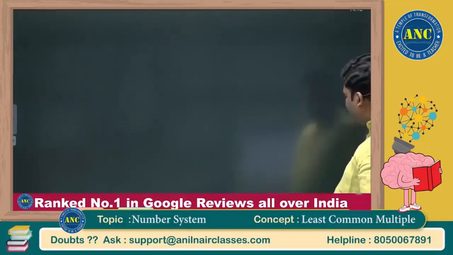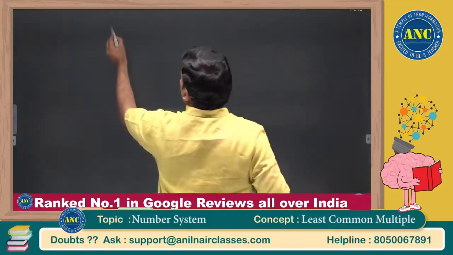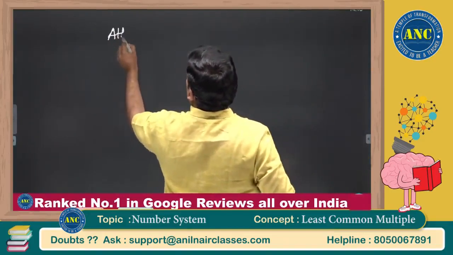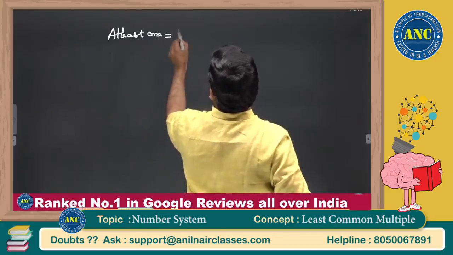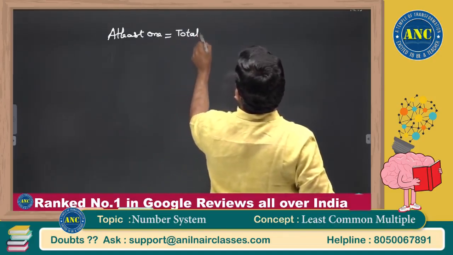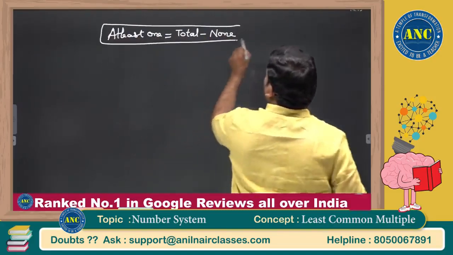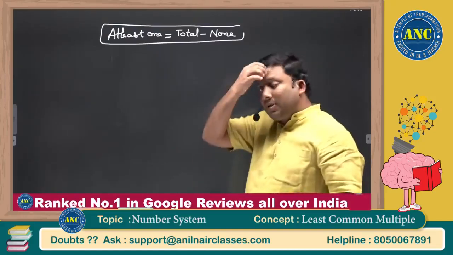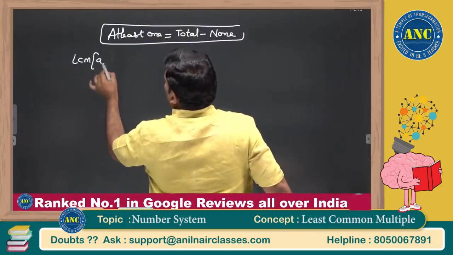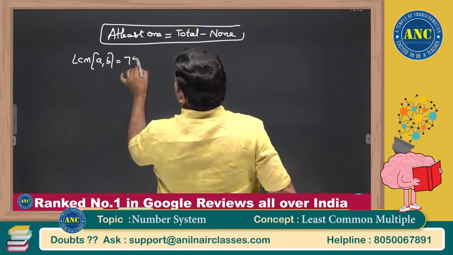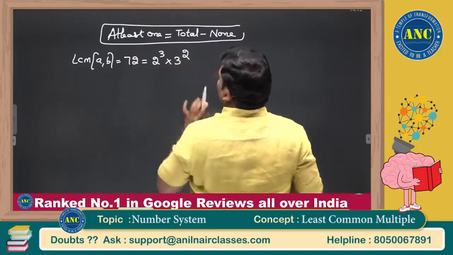Listen carefully, sir. You might get a doubt here, so I will explain it clearly. At least one. This slide should help you to understand what those cases are. At least one is total minus none. If you understand it, 4 variables, 5 variables, it is very easy. At least one is total minus none. What I did, LCM of A comma B, it is 72. 72 can be written as 2 power 3 into 3 square.